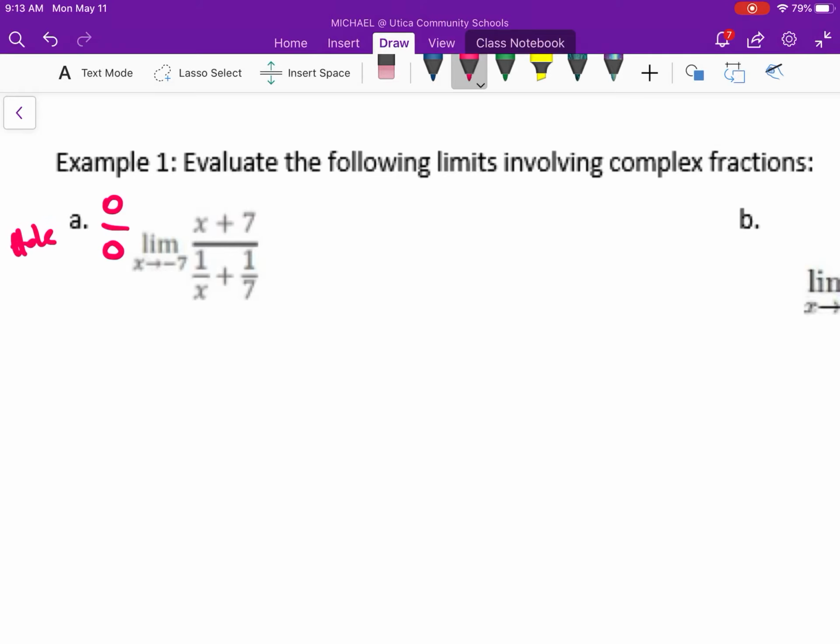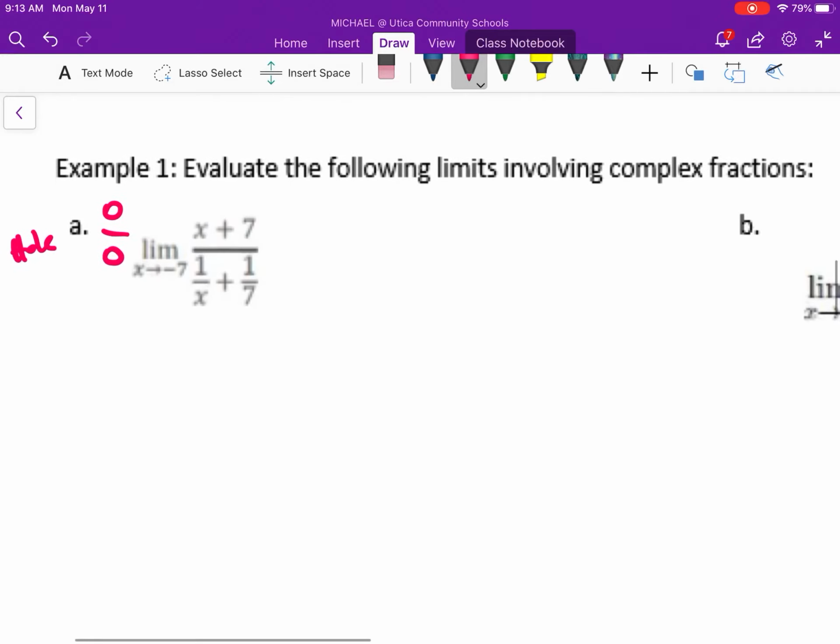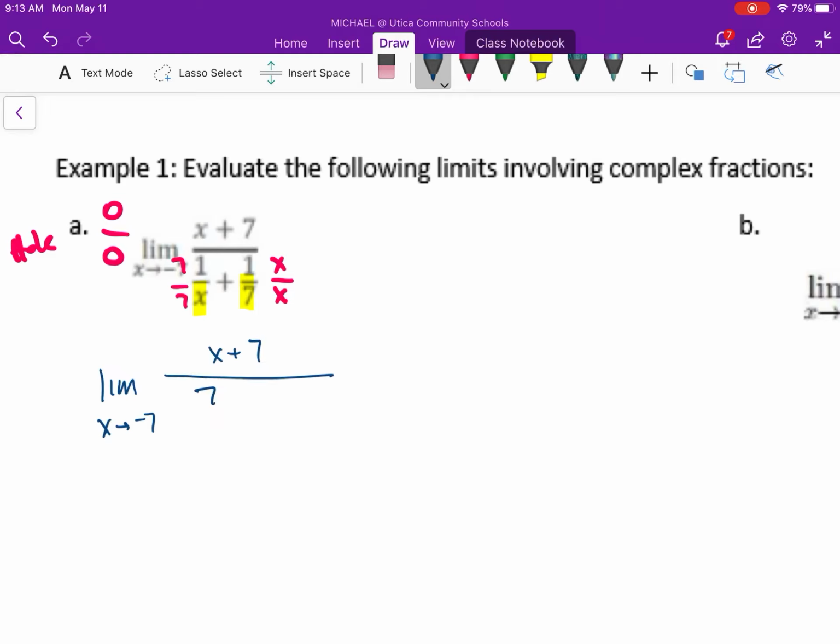So looking at the denominator, I can see I've got this fraction inside of a fraction. So what I'm going to do is, this side has an x, so I'm going to multiply this side by x on top and bottom. This side has a 7, so it gets multiplied by 7 on top and bottom. So now it's time to rewrite the limit. Limit as x approaches negative 7. The top didn't change, so I'm just going to leave that. But then I end up with 7 plus x over 7x.